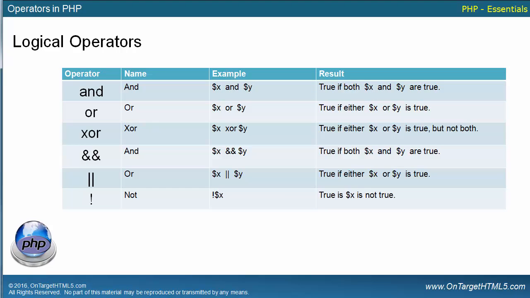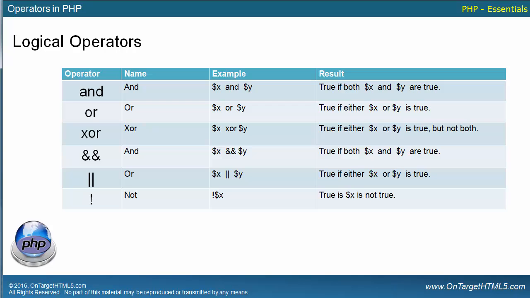Here are the logical operators that we're going to look at over the next few minutes. We have the AND operator, which is true if both the variables x and y are true. We have the OR operator, which is true if either of the x or y variables is true. We have the XOR operator, which is true if either x or y is true, but not both. If both of them are true, it would be false. If one of the two of them is true, it would be true.